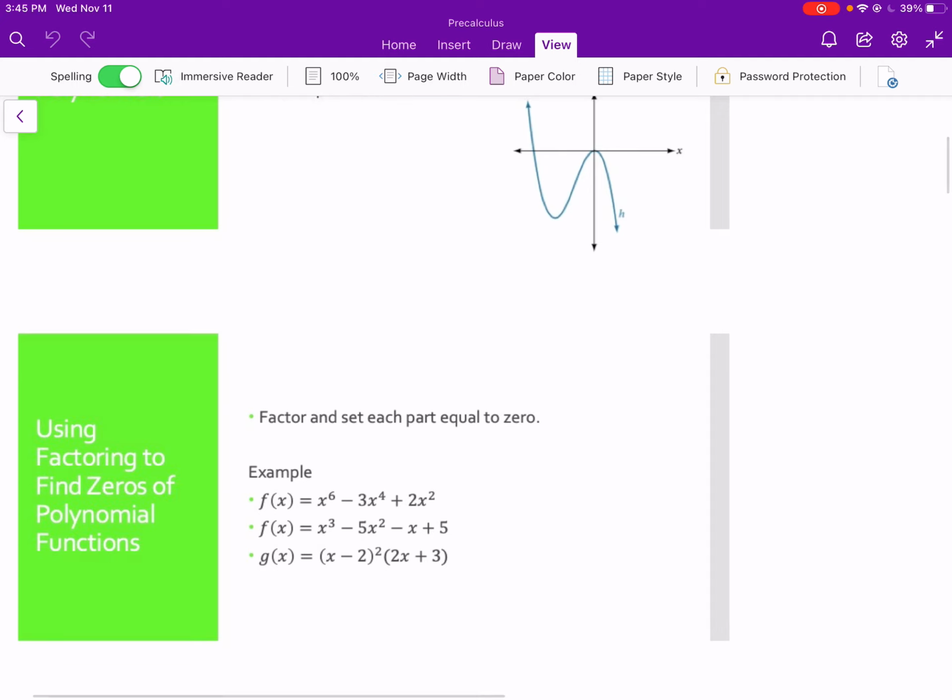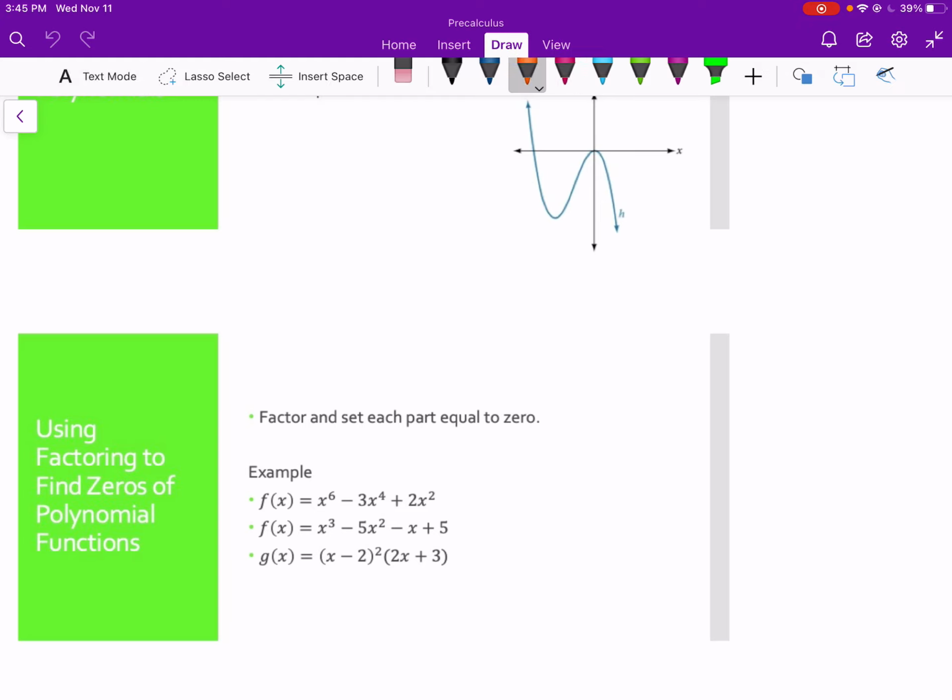We talked a little bit in the last lesson about using factoring to find zeros of polynomial functions. So we want to factor each function and set each part equal to 0, and that tells us what our zeros or our x-intercepts are.